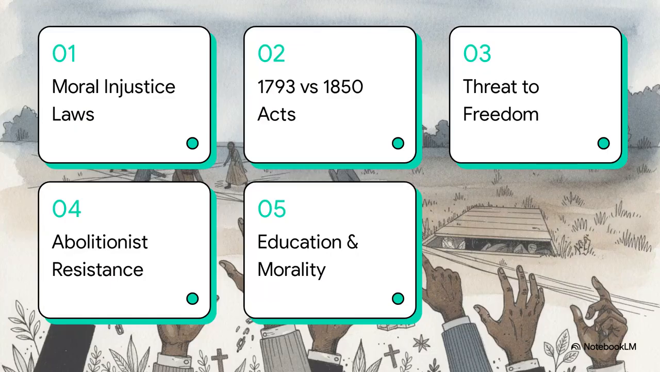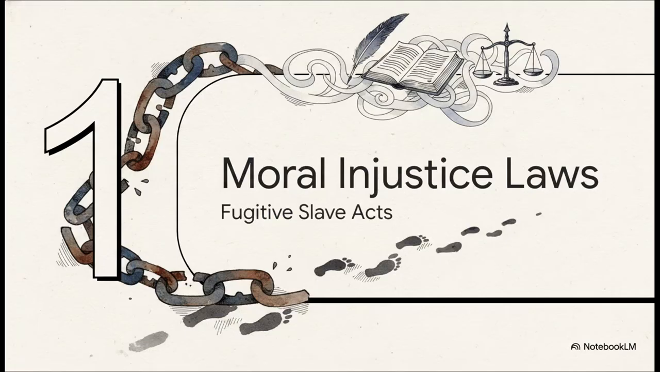Here's our roadmap for this explainer. We're going to define these laws of moral injustice, compare the 1793 and 1850 acts, look at the direct threat to freedom, explore the abolitionist resistance, and finally discuss why education requires true morality. Let's kick things off with Section 1, Laws of Moral Injustice.